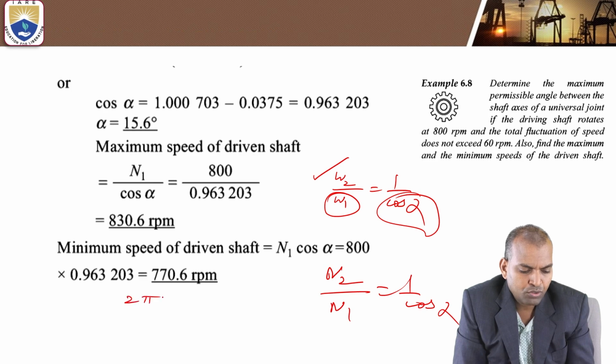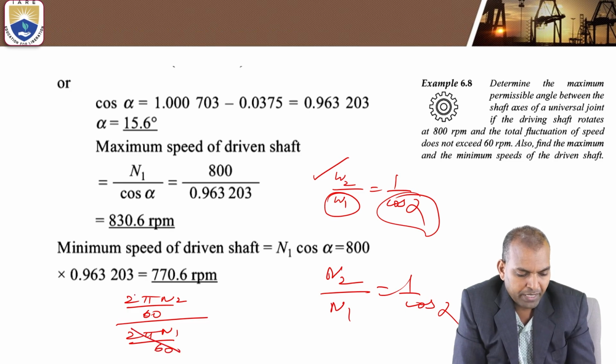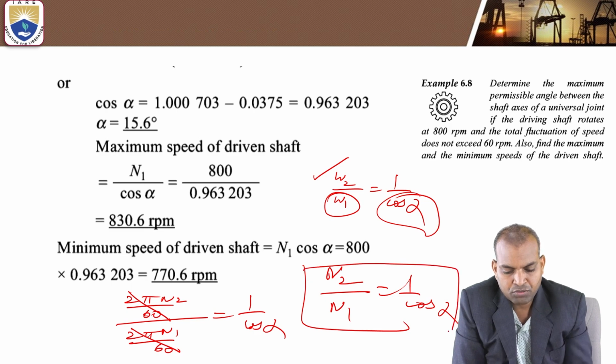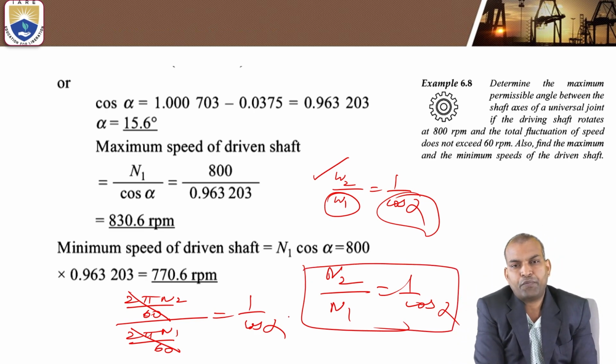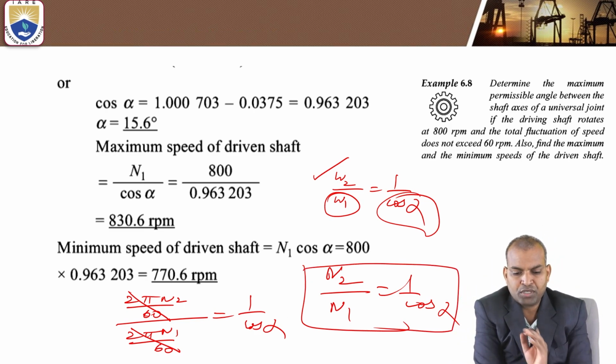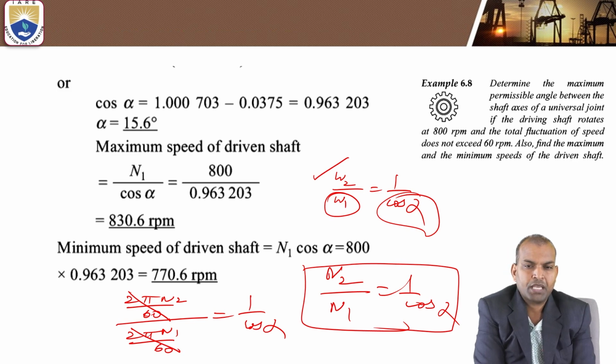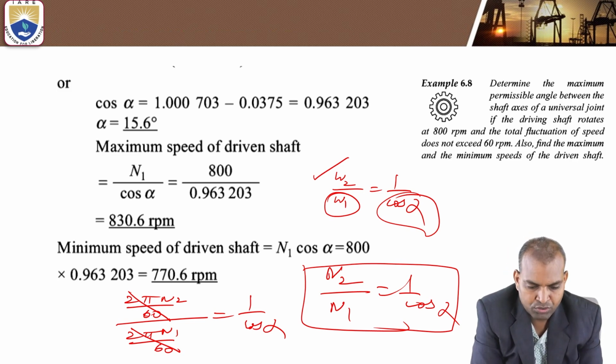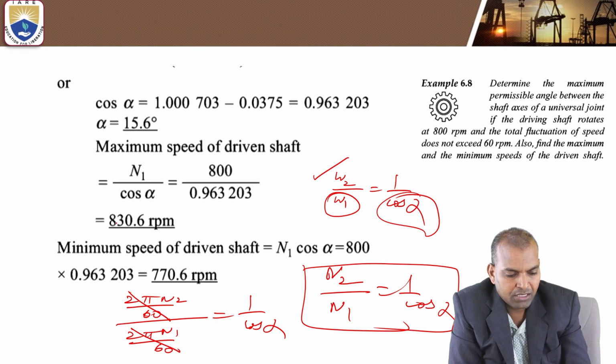Substitute: omega 2 equal to 2 pi N2 by 60, omega 1 equal to 2 pi N1 by 60. 2 pi by 60 and 2 pi by 60 will be cancelled. Then N2 by N1 equal to 1 by cos alpha. That formula is transformed into terms of direct revolutions per minute. If you substitute N1 and cos alpha, that is 830.6 revolutions per minute, rpm. That is the maximum speed of the driven shaft.